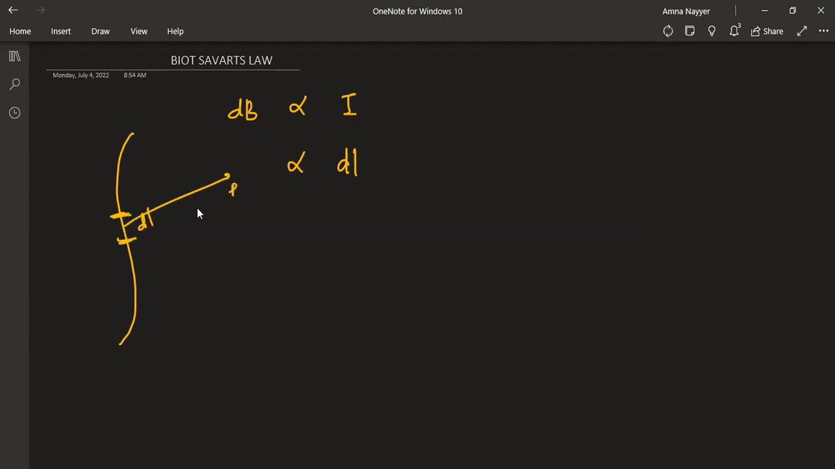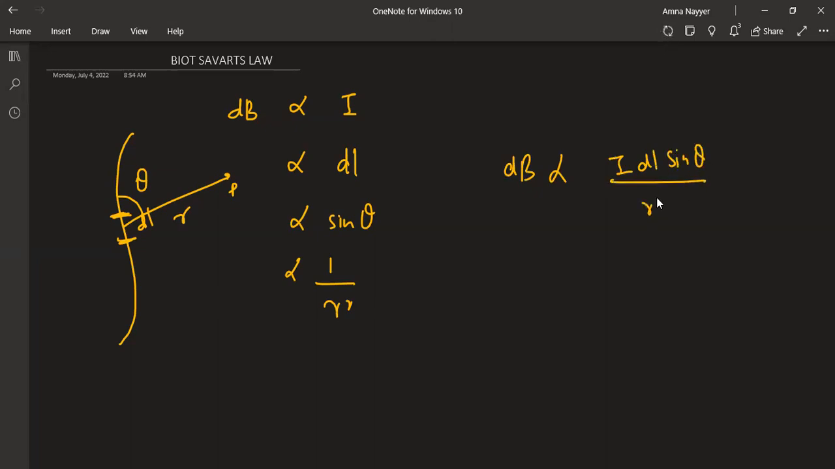Suppose here is the point P, and it is directly proportional to sine theta. If this is the position vector, then theta is the angle between the current element and the position vector. And it is inversely proportional to r square, that is the position vector. So when you combine, dB will be directly proportional to I dl sine theta by r square. So obviously you will add a constant k.